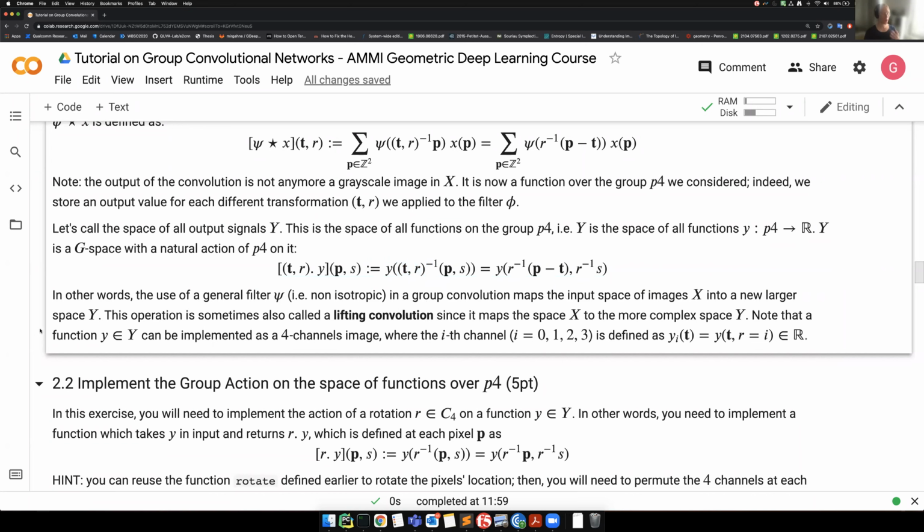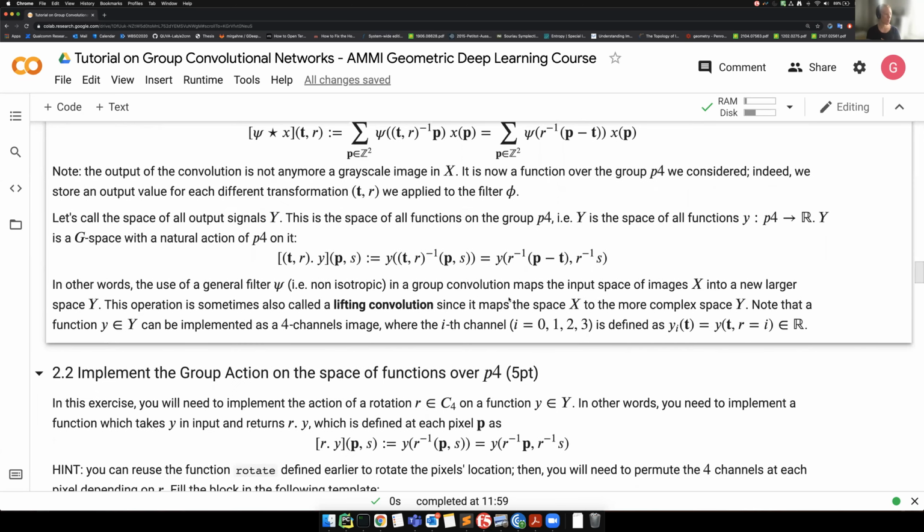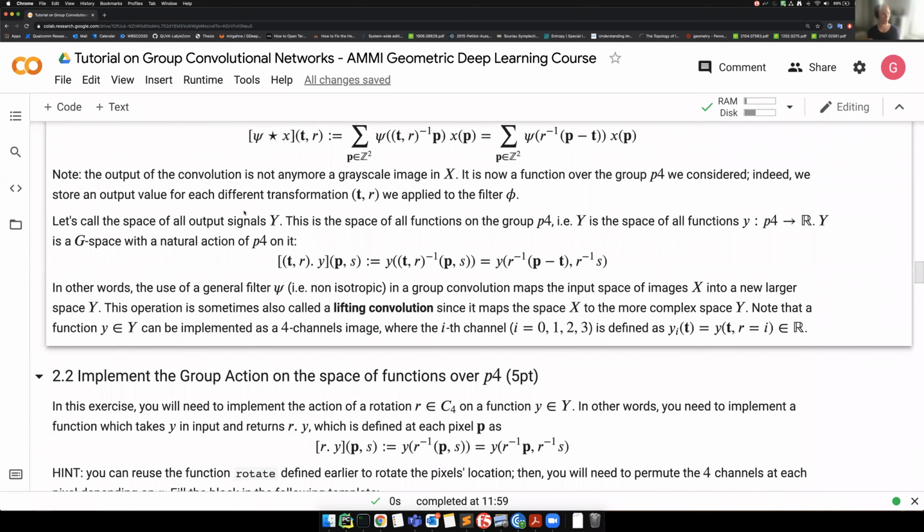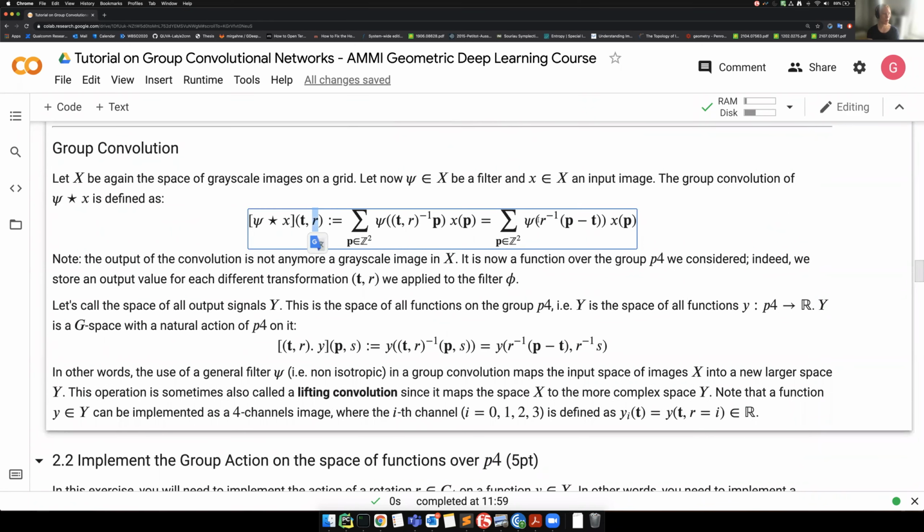The main concept here is that our group convolution, again, does not map an image to an image, but maps an image to a function over the whole group. This is why we call this operation a lifting convolution, because it maps to a space in output which is bigger than the one in input. But the nice part is that you can still implement this as a normal convolution, because if you fix R, so you pick a specific value of R, this looks exactly like your normal convolution, just with a filter psi rotated by R.